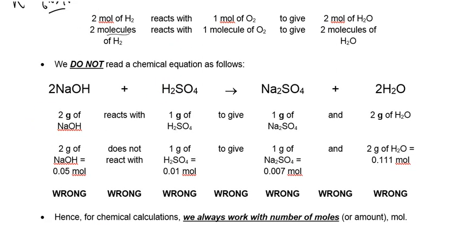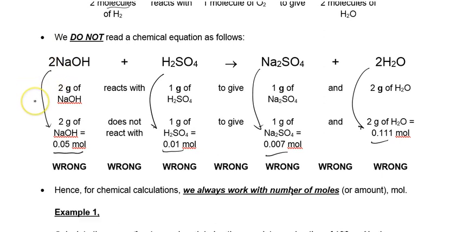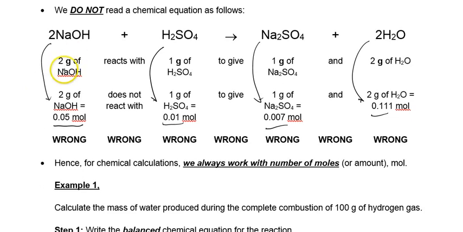Why? Because 2 grams of NaOH is only 0.05 moles of NaOH, and 1 gram of H2SO4 is only 0.01 mole of H2SO4. 1 gram of Na2SO4 is 0.007 moles, and 2 grams of water is 0.111 moles. So this is not 2 moles. This is not 1 mole. This is not 1 mole, and this is not 2 moles. So this is not equivalent. You cannot read the equation in terms of mass. You can only read this in terms of moles, which means that for mole concept calculation, we must always convert all the mass reading into moles first before we begin with the calculation.